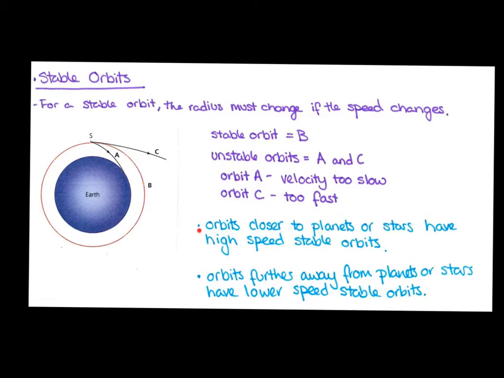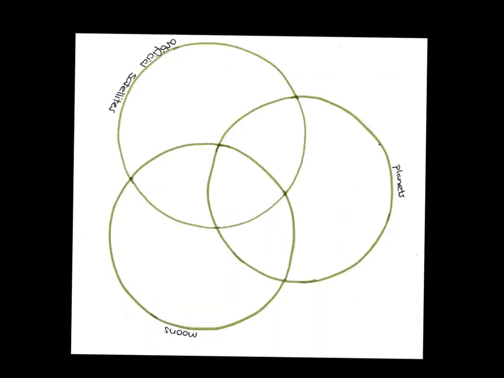So if we have an orbit that's closer to the planet or star, we have to have a higher speed stable orbit. So if we took satellite S here and moved it closer to Earth, say here, we would need a higher velocity stable orbit than we do currently when we're out here. And if the orbit moves further away from a planet or star, we need a lower speed stable orbit. So if we were out here, then the stable orbit would be at a lower velocity. So the two change together and go hand in hand.